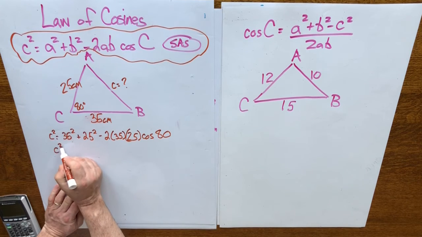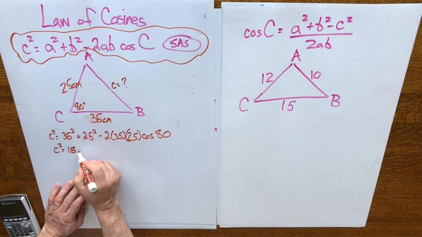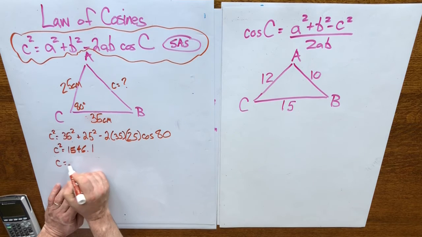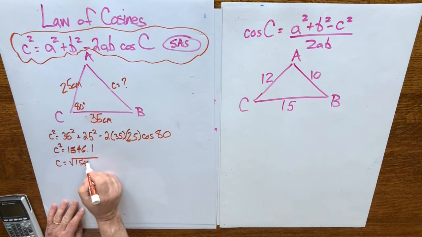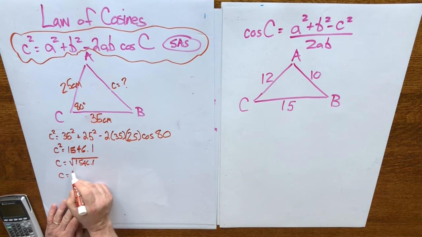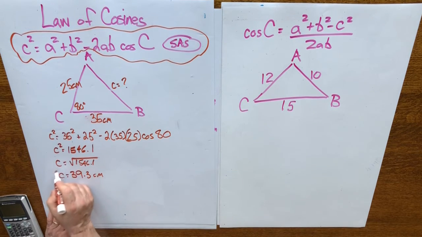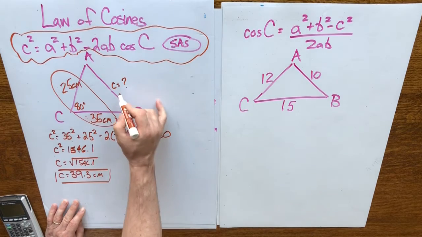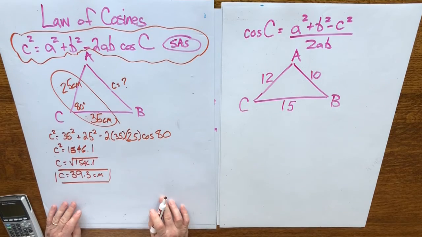Now remember, the number that you get there is equal to c squared, not to c, and it's 1546.1, we'll say. So take the square root of that number, and you get side c to be 39.3 centimeters. So look at the pattern of the numbers that you're given. You're asked to find the opposite side. Unlike the law of sines, you don't know an angle and its opposite side.